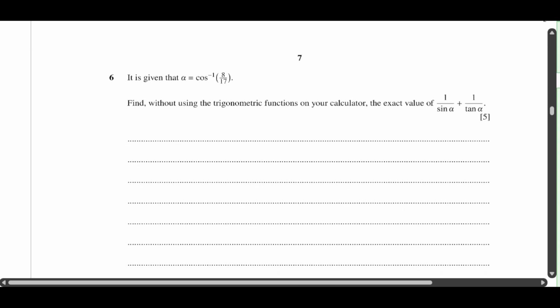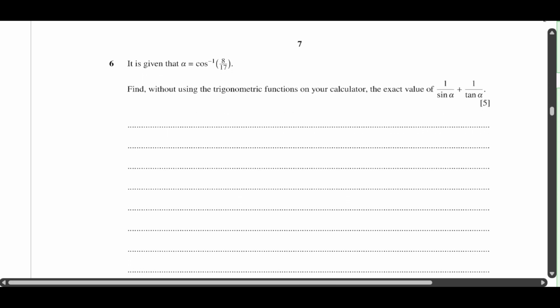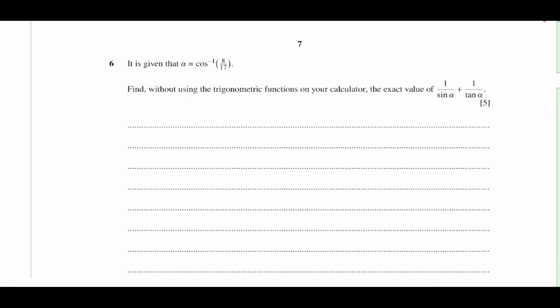Okay, next question, question number 6. It is given that alpha is cos inverse 8 upon 17. Find, without using the trigonometric functions on your calculator, the exact value of 1 upon sin alpha plus 1 upon tan alpha. I have to find 1 upon sin alpha plus 1 upon tan alpha.